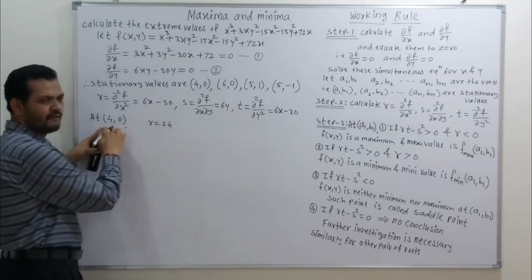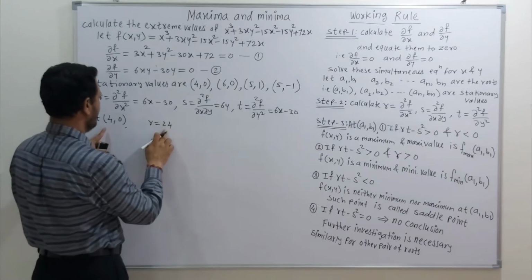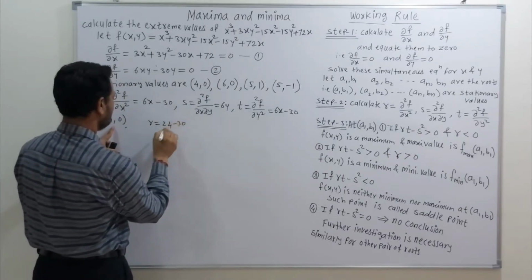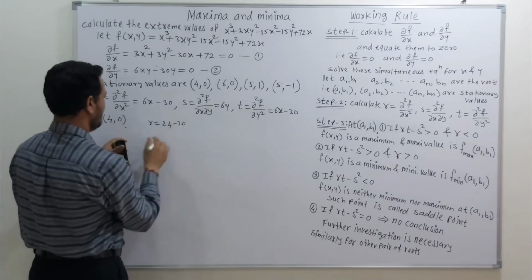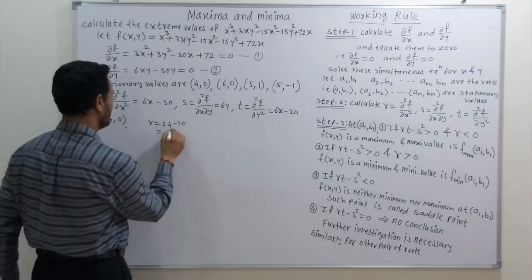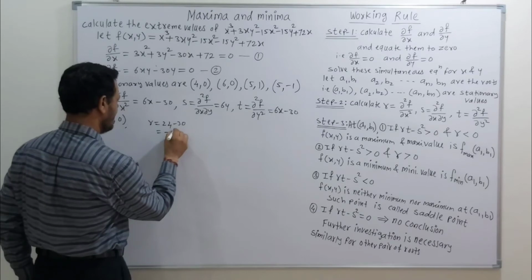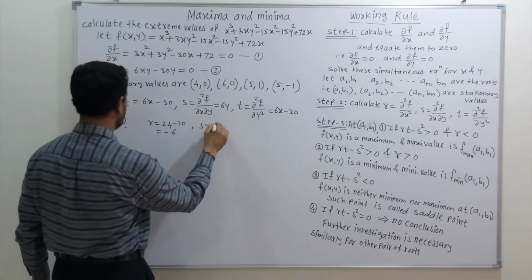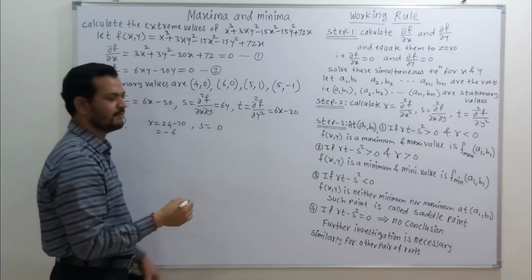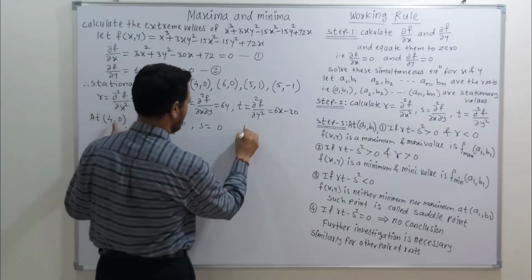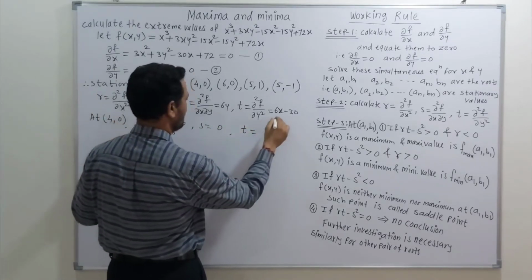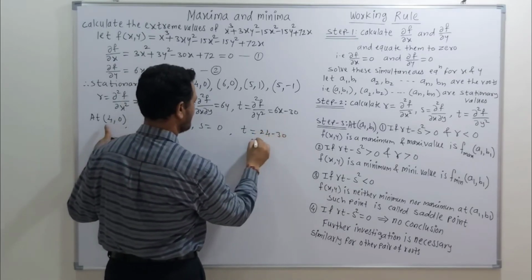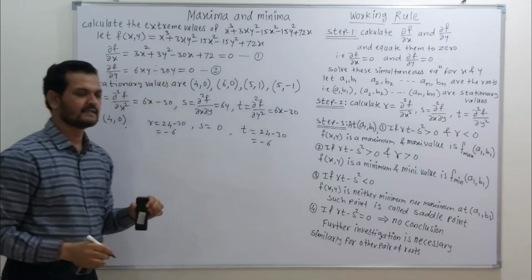6 into 4, 24, minus 30. So 24 minus 30, we get the value of r as minus 6. Then the value of s. The value of s is 6y. That means this is 0 because y is equal to 0. And the value of t. The value of t, x is equal to 4, so this is 24 minus 30. That means this is minus 6.